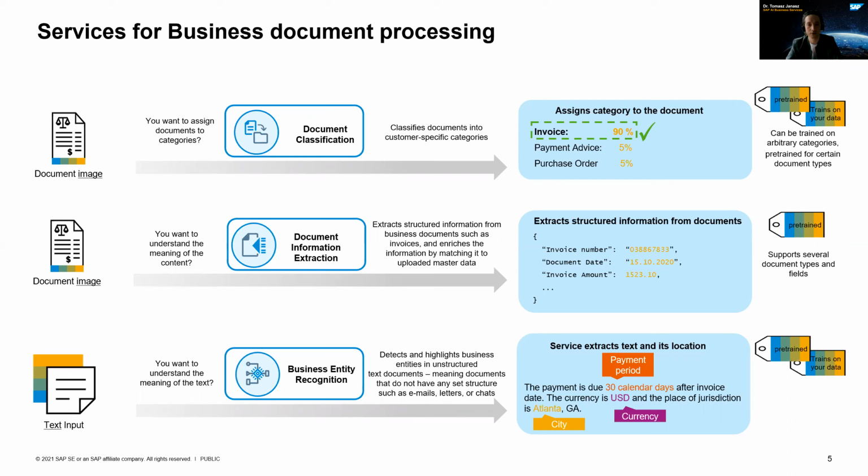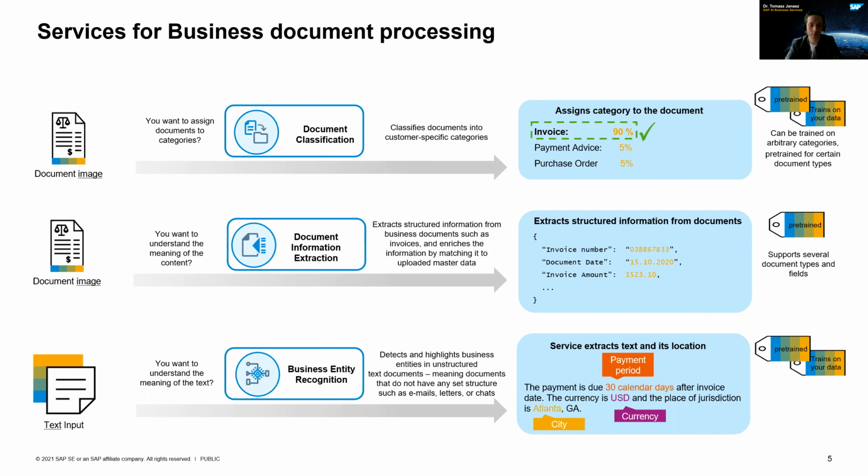The second service is document information extraction. This service extracts semantic information from business documents, such as invoices, and enriches this information by matching it to uploaded master data. It takes a document image or a PDF as an input. The example in the blue box shows some relevant header fields from a supplier invoice, but the service can also predict line items of such an invoice. This service comes with pre-trained global models for invoices, payment advice documents, and purchase orders. These models are maintained and further developed and optimized by SAP.